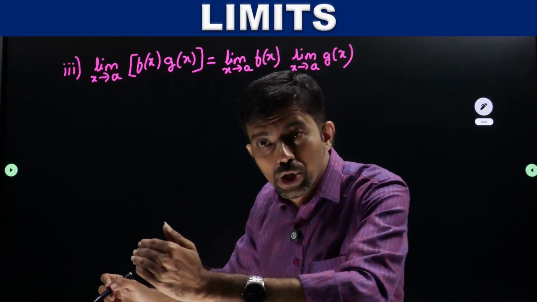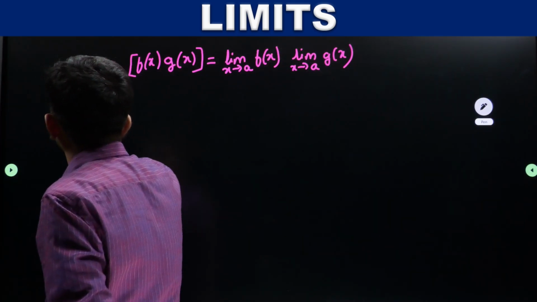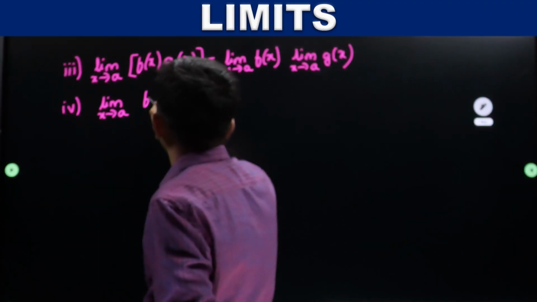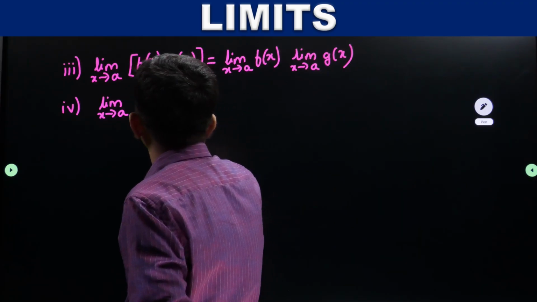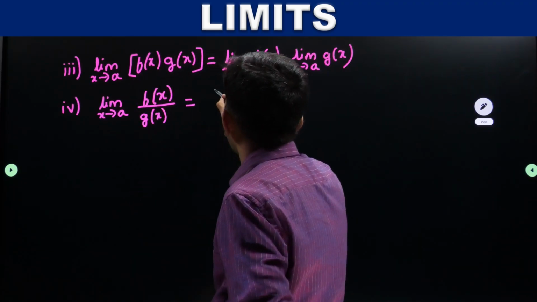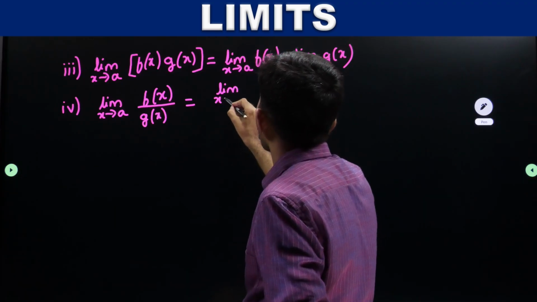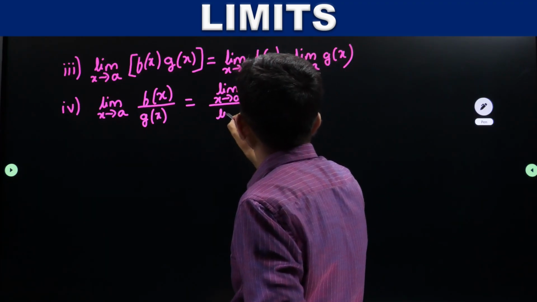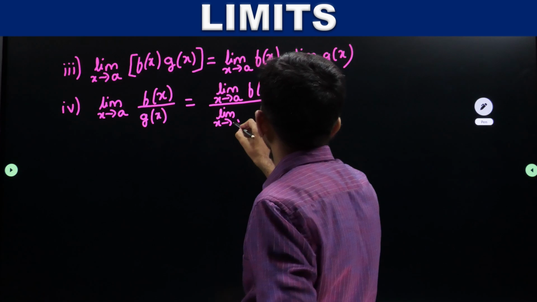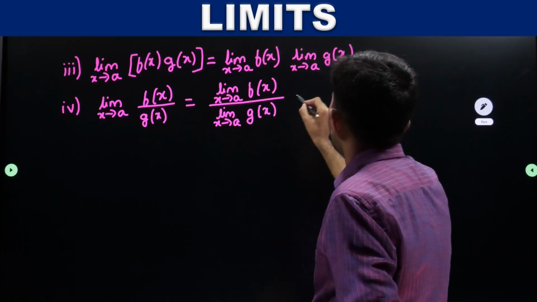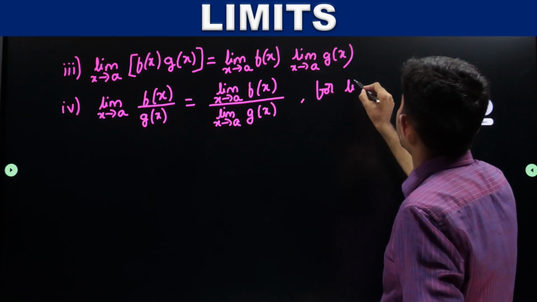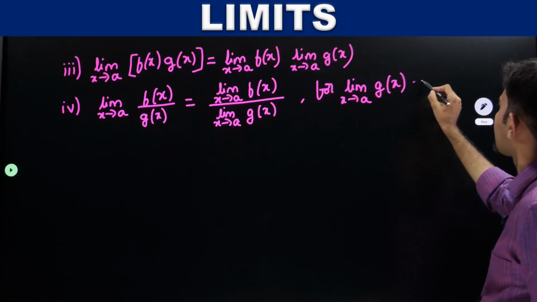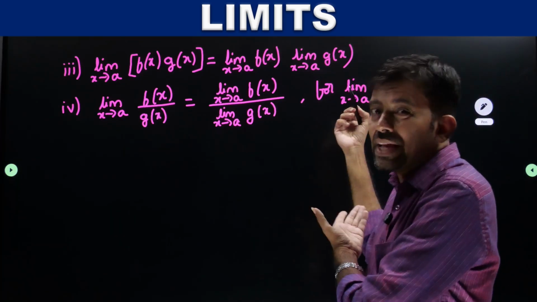Limit of the quotient is quotient of the limits. Limit x tends to a f of x divided by g of x is equal to limit x tends to a f of x divided by limit x tends to a g of x, for limit x tends to a g of x not equal to 0. Denominator is not equal to 0. Or f of a not equal to 0 also I can tell.